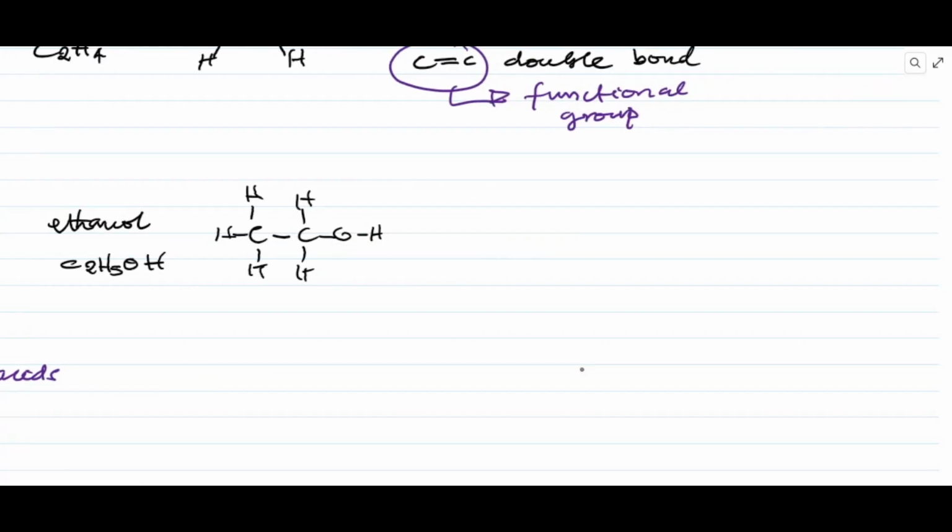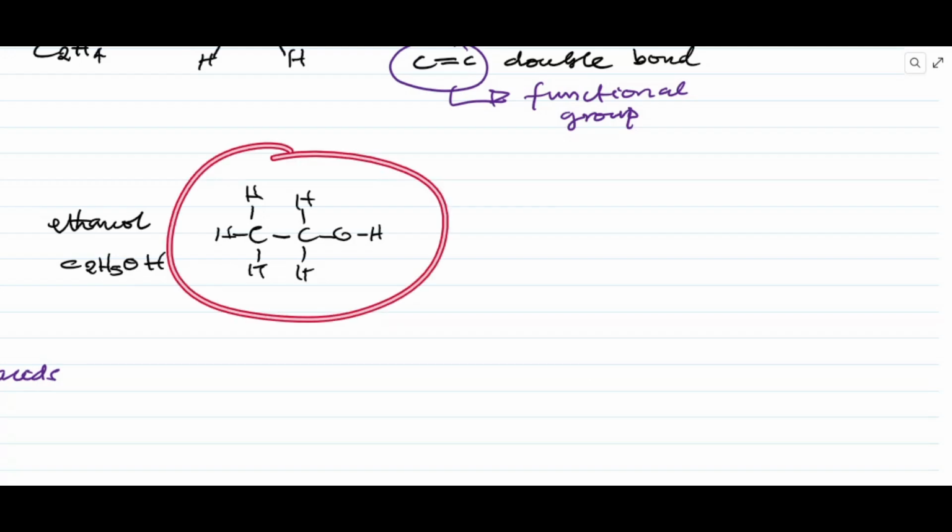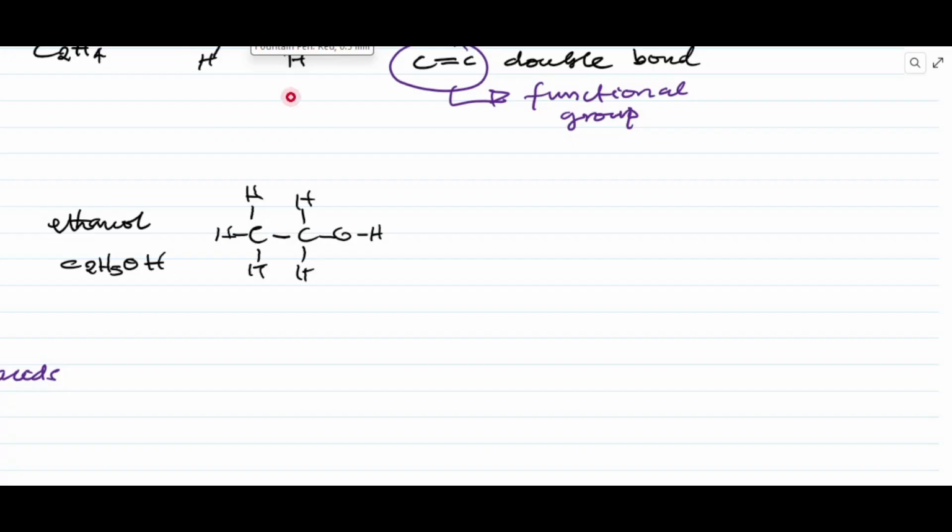And then what can we say about ethanol? Can we call it a hydrocarbon? If you look at it very well, you see that we have an oxygen atom there. So it is not a hydrocarbon. This is telling you that the alkanol family is not a hydrocarbon family because it contains an oxygen atom.